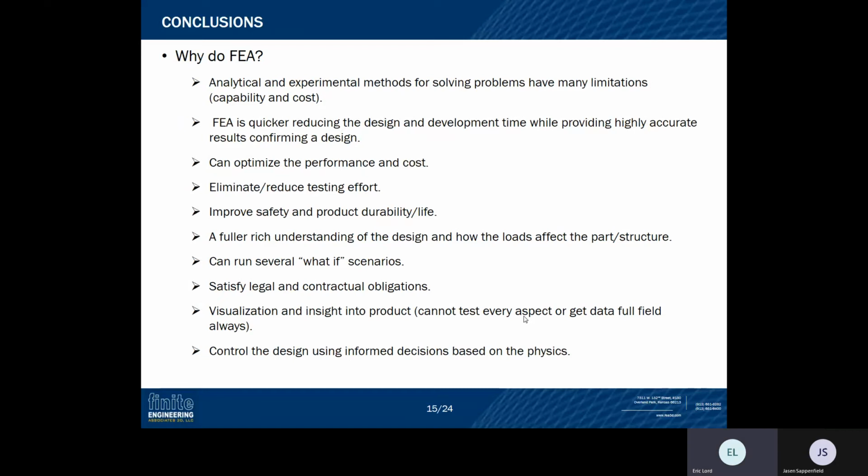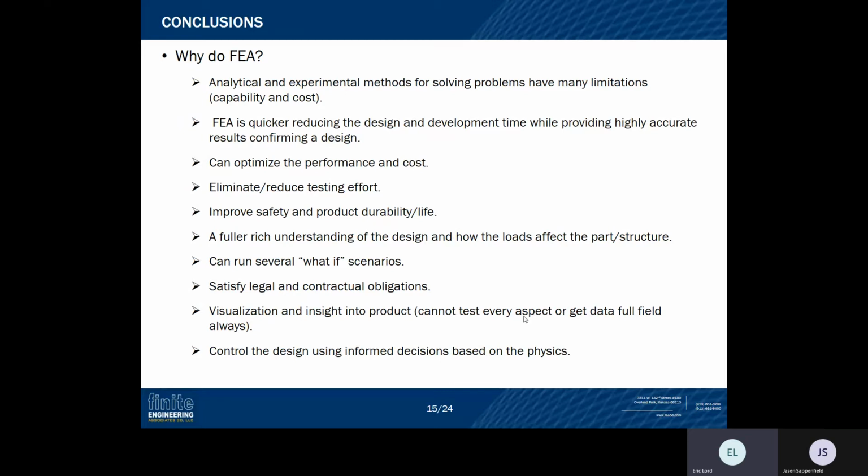So again, analytical and experimental methods for solving problems have many limitations, whether it's the capability of analytical solutions, the cost of experimental methods, or simply that you have to actually have a physical part to do an experimental method. FEA is quicker, reducing the design and development time. Think about this as kind of virtual testing, if you will, providing very accurate results that can confirm your design. So you can easily go through your design and say, yes, it works or it doesn't work.